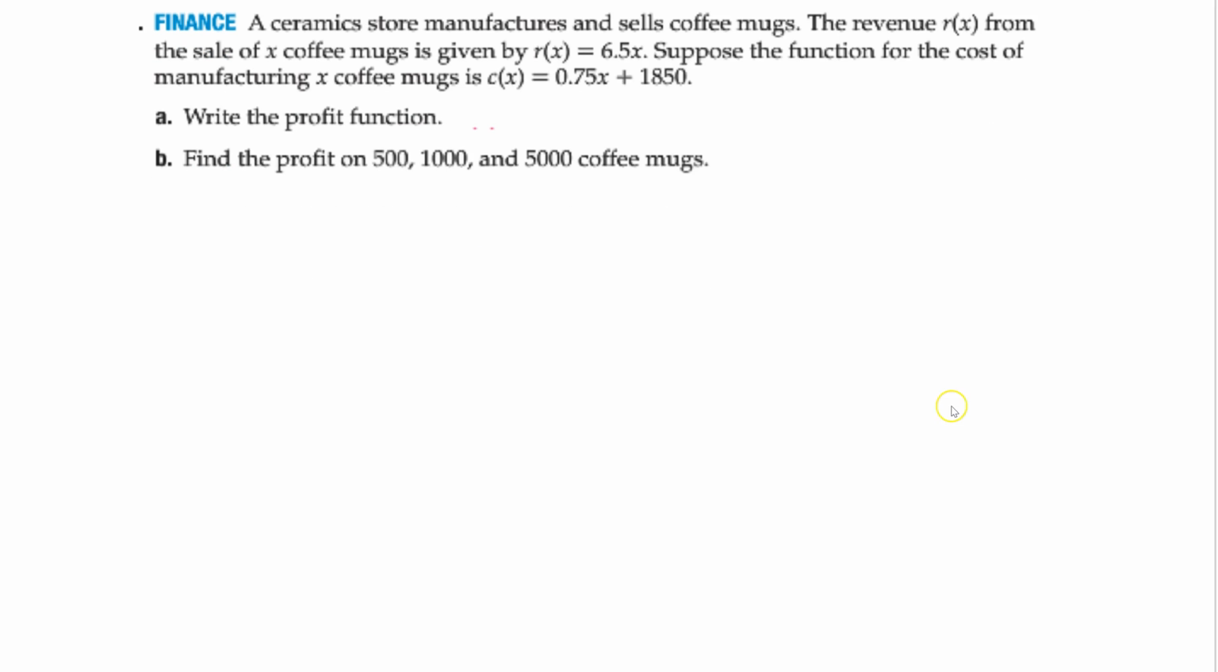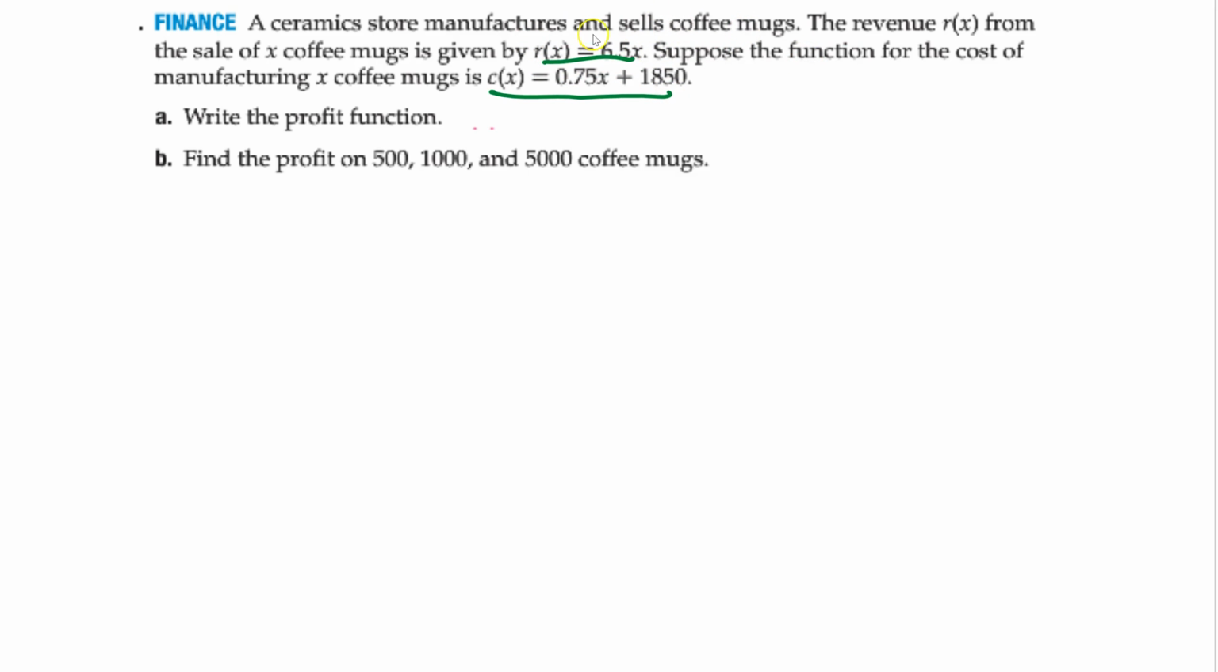We do the same thing with the example real quick. Application problem. A ceramic store manufactures and sells coffee mugs. The revenue from a sale of coffee mugs is given by R(x) = 6.5x. Suppose the function of the cost of manufacturing mugs is this. So they give you revenue and cost.